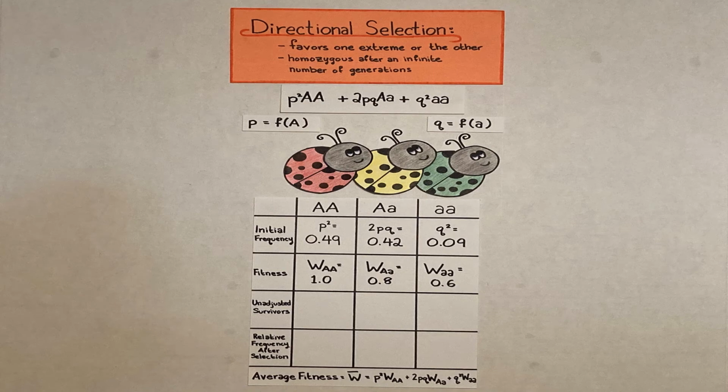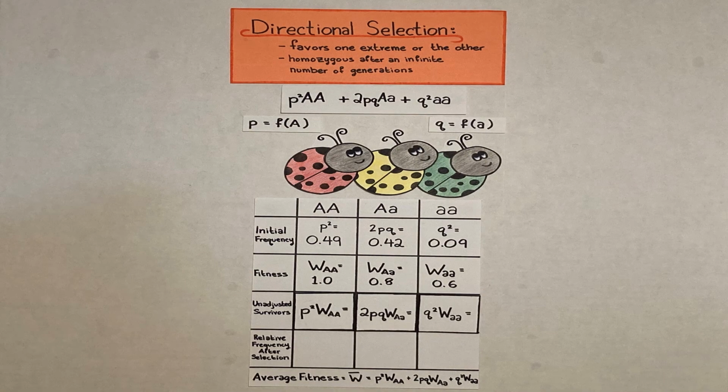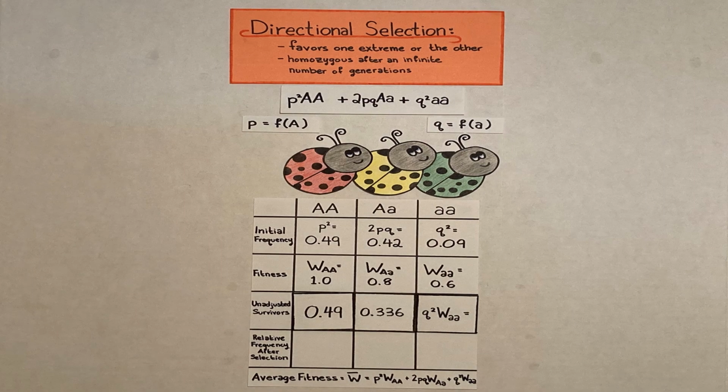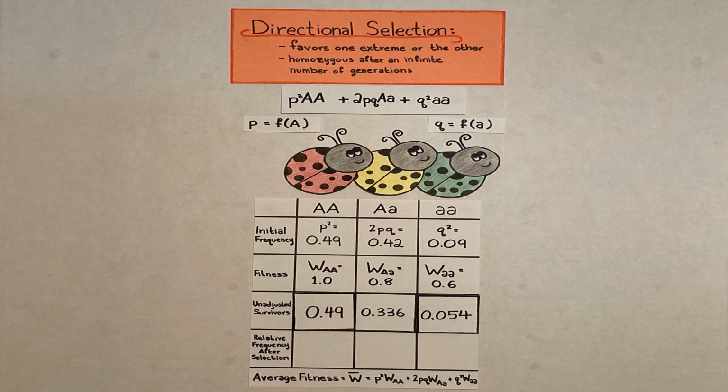As you can see in this table, we already know our initial frequencies from our previous calculations. The fitness of each genotype is given, and as we can see, the homozygous dominant genotype has the highest fitness, so selection will move towards that direction. To calculate the unadjusted survivors, we calculate those of each genotype by multiplying its frequency portion of the equilibrium equation by its fitness. This gives the red ladybug a value of 0.49, the yellow ladybug a value of 0.336, and the green ladybug a value of 0.054.